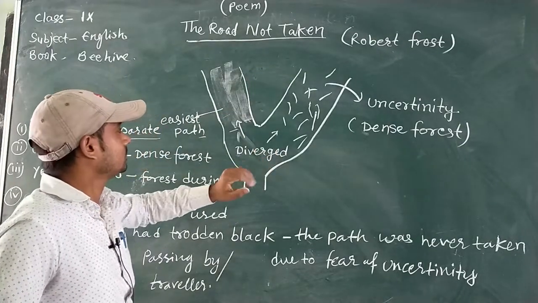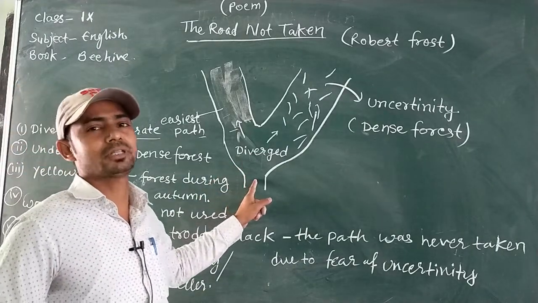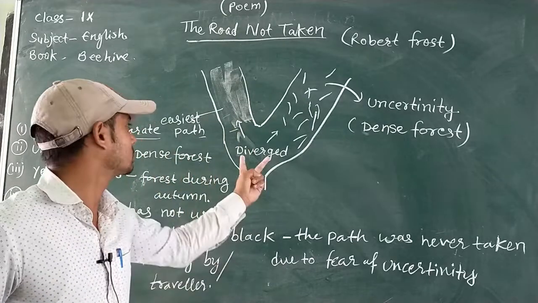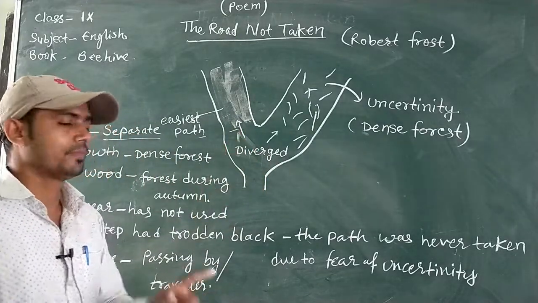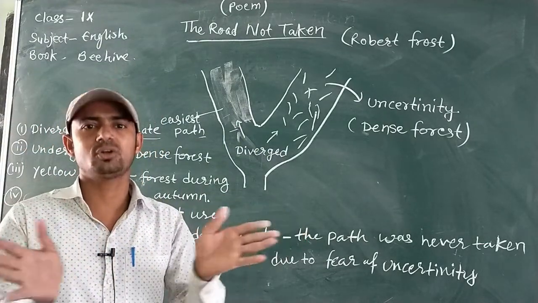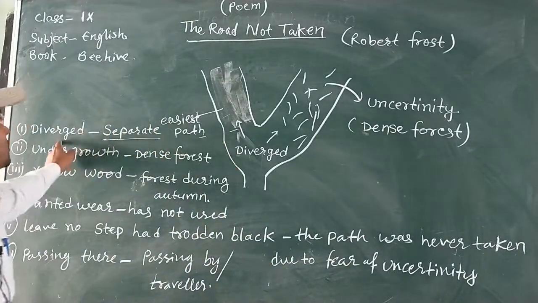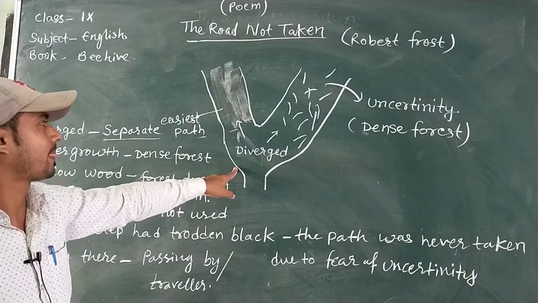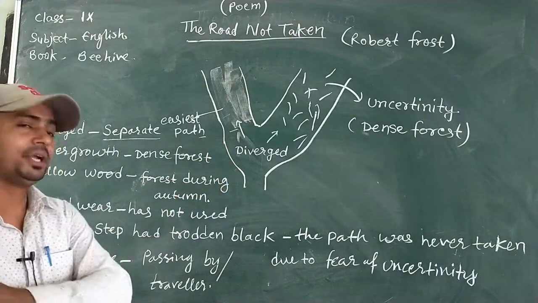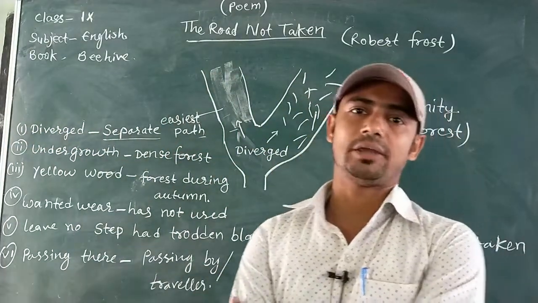Actually, the poet was at the diversion, or the diverge, the place where the path forks into two. Fork means to diverge. Diverge means the point where two paths divert in many directions, or even two directions, meaning separated. Diverge means to separate. Dear students, this is very important in terms of our life.